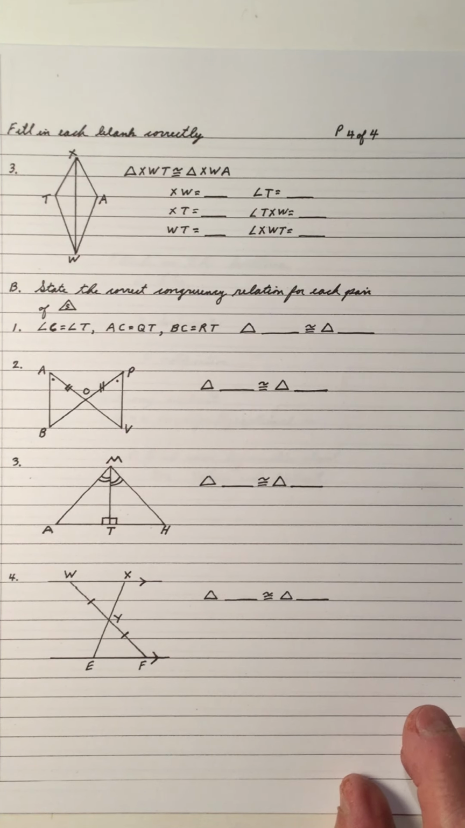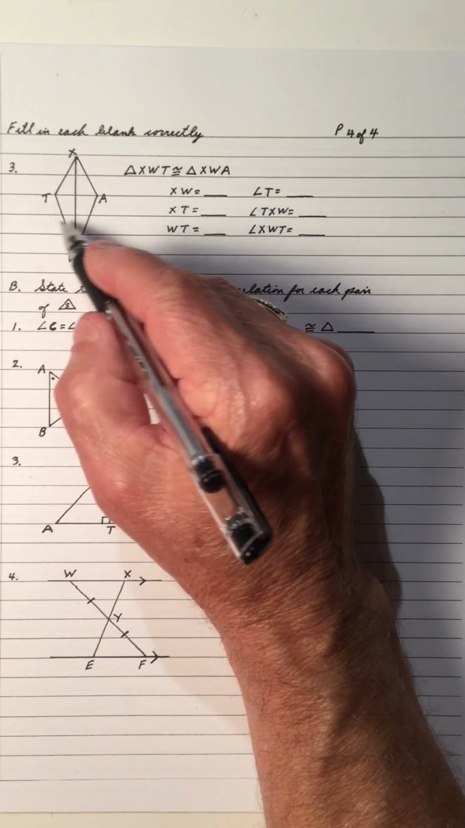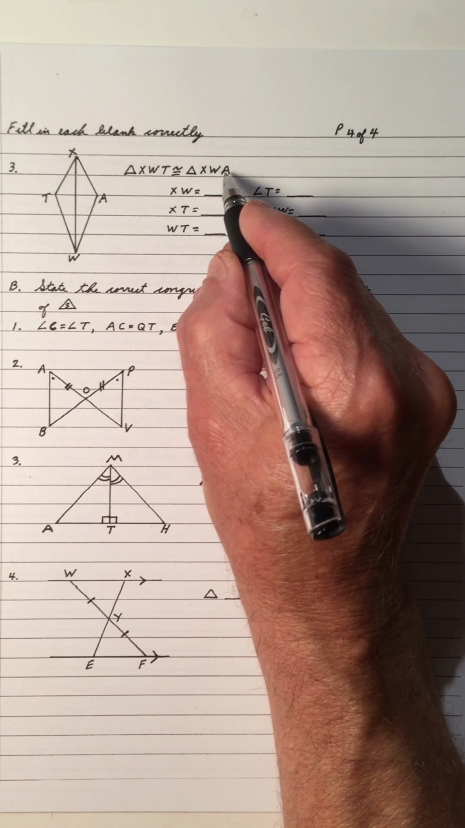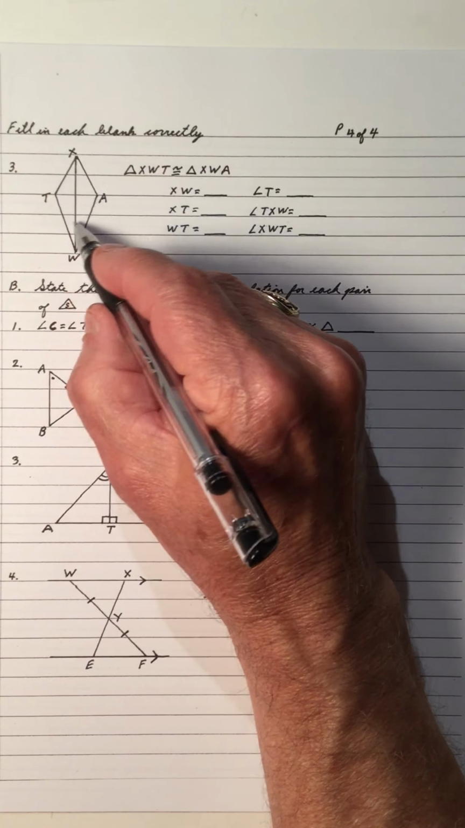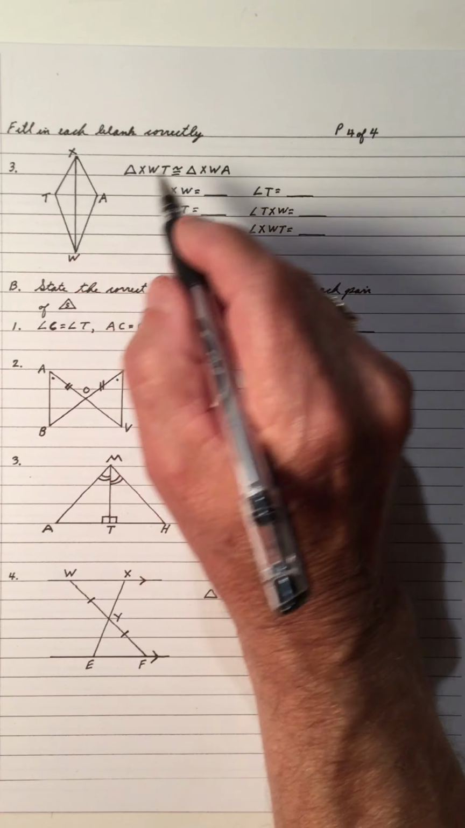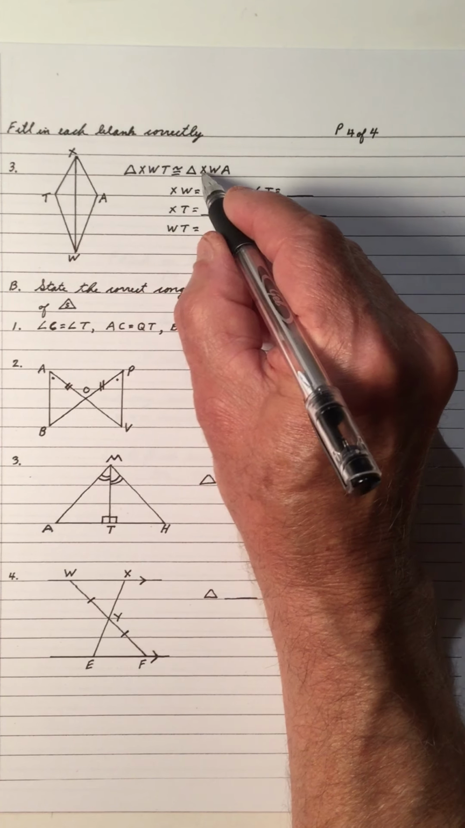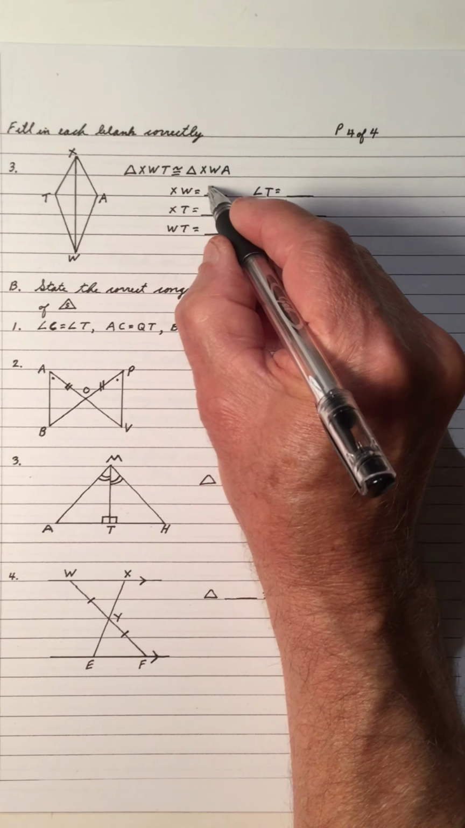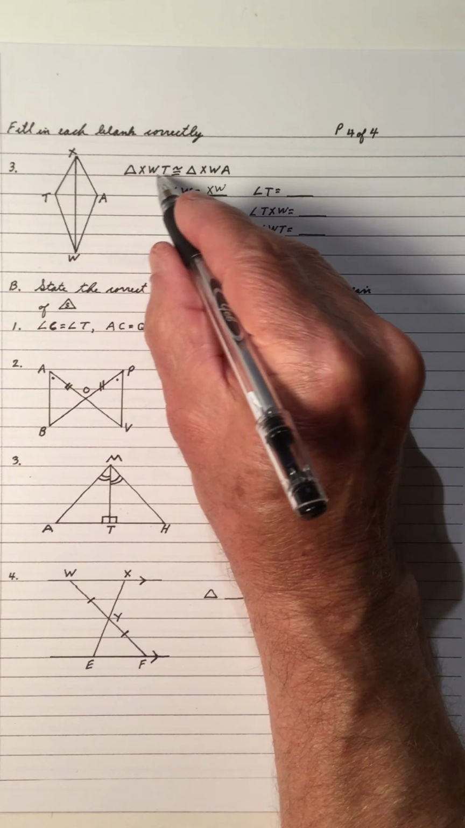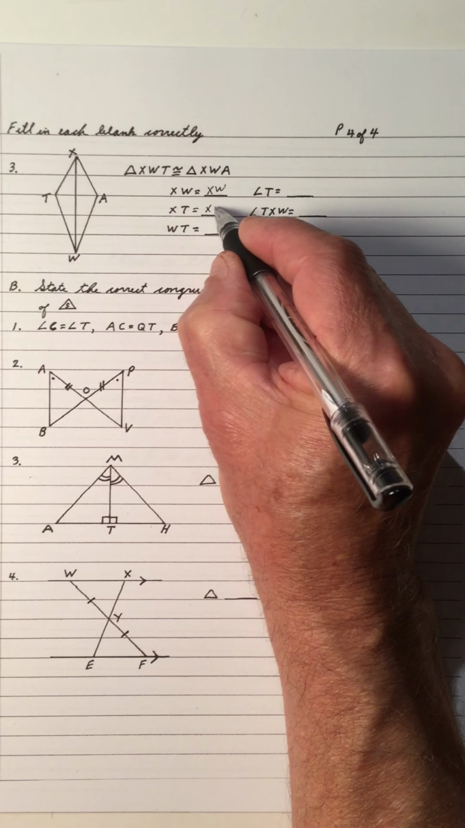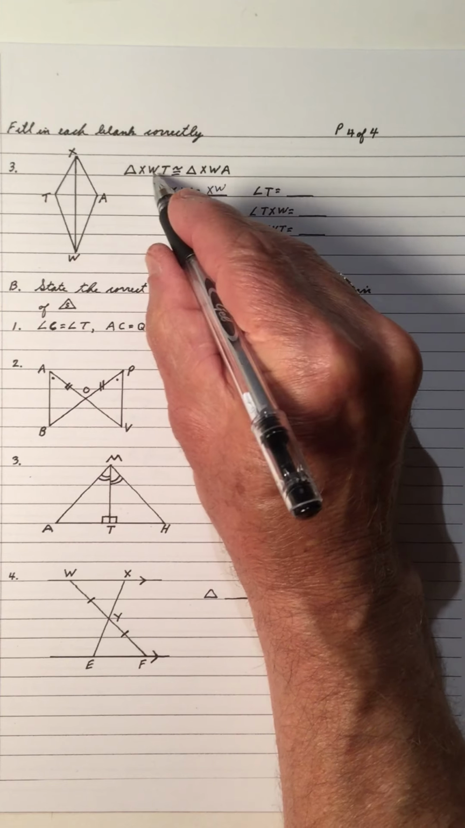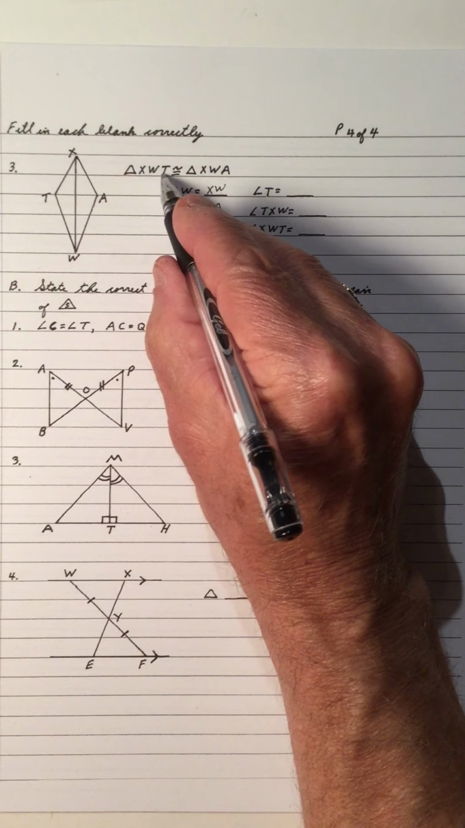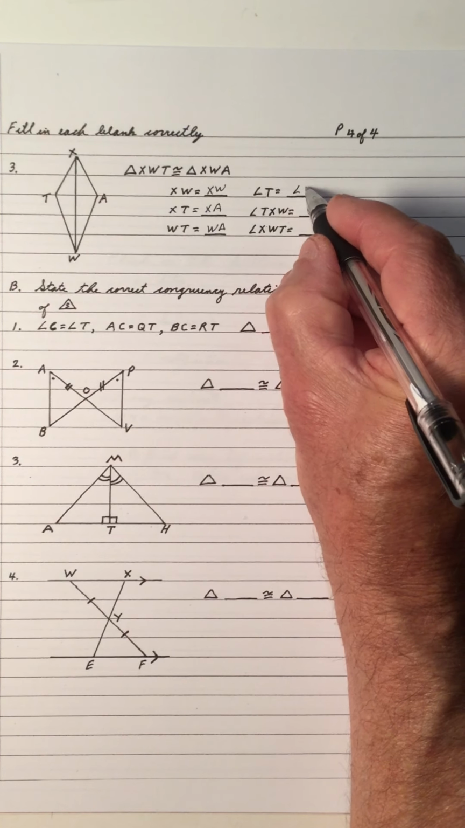Fill in each blank correctly. We have the triangle in this diagram. Notice XWT is congruent to XWA. So if I didn't look at this diagram at all, WX goes with XW, XT goes with XA, WT goes with WA. Angle T goes with angle A.